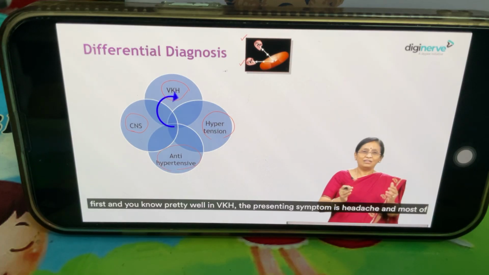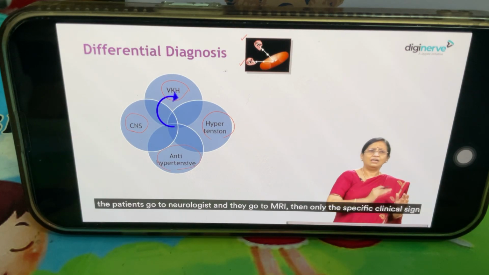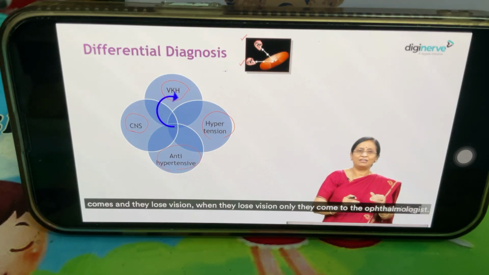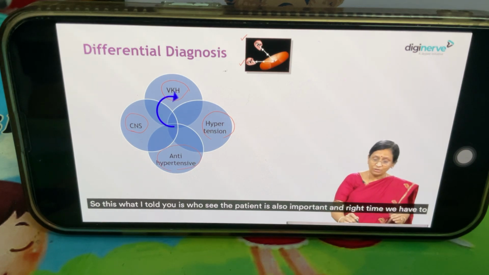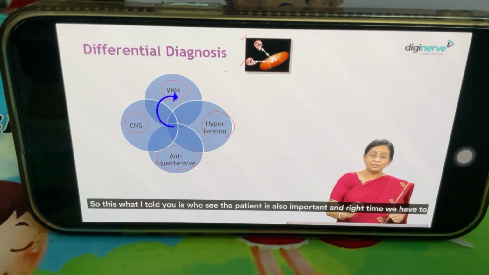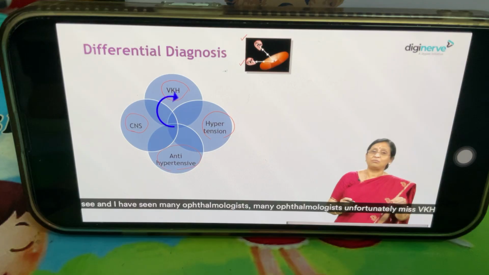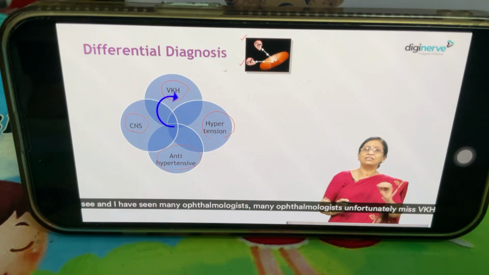And you know pretty well, in VKH, the presenting symptom is headache. And most of the patients go to the neurologist and they go for MRI, then only the specific clinical sign comes and they lose vision. When they lose vision only, they come to the ophthalmologist. So what I told you is, who sees the patient is also important. And the right time we have to see. And I have seen many ophthalmologists unfortunately miss VKH in the initial stage.